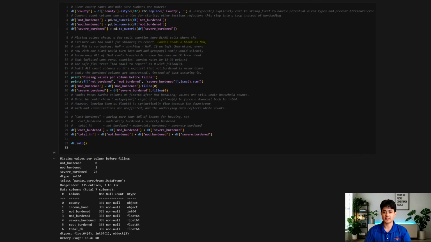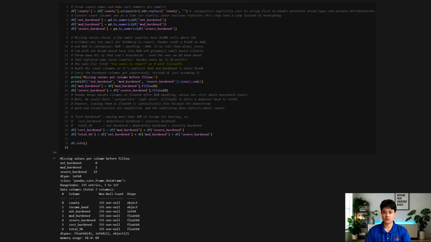Because NaN is contagious in Pandas arithmetic, any addition operation like NaN plus values results in NaN. Left unchecked, a single blank cell would cause an entire county's household row to drop silently during a group-by-sum rollup. This structural bug, skewing data, actually inflated some rural counties' calculated burden rates by 15 to 30 percentage points. To protect data integrity, I run a systematic fillna zero check on the numeric columns.